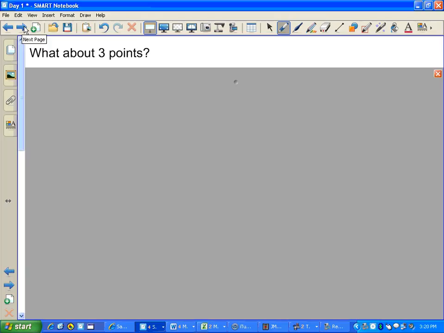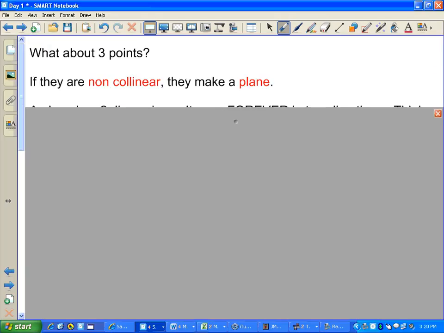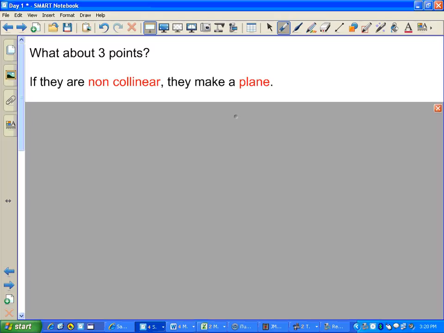So we've talked about 1 point. We've talked about when we have 2 points, all the things we can make from that. If you have 3 points and they're non-collinear, which means they are not all contained on the same line, they can form a plane. So if you think of your computer screen right now as a flat surface with no depth, these 3 points, A, B, C, could define that plane.